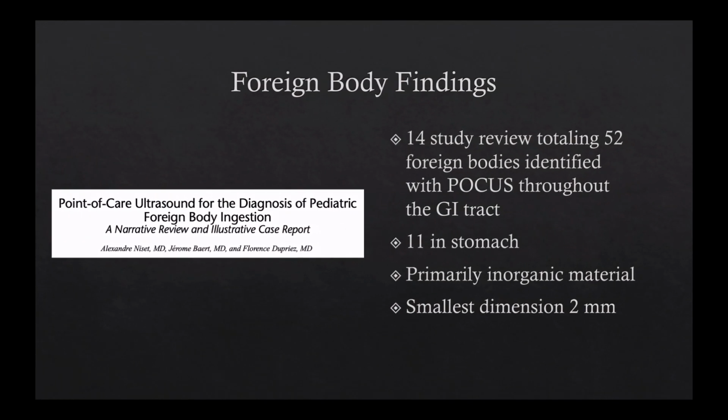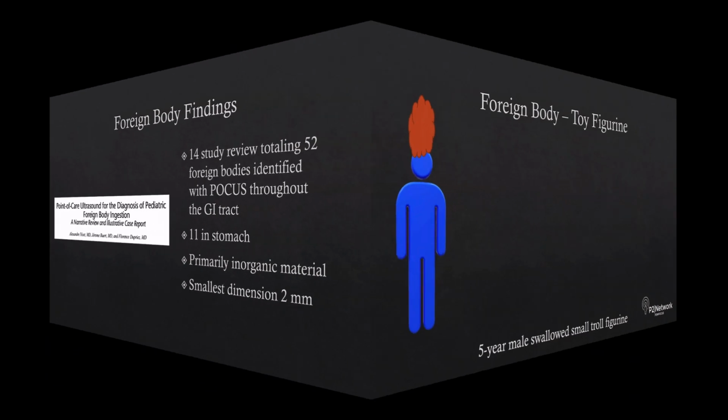There's not much in the way of great literature looking at the performance specs for ultrasound to evaluate foreign bodies within the stomach. This is a recent case report that looked at 14 studies, totaling 52 foreign bodies identified with point-of-care ultrasound through the GI tract. It describes 11 of those in the stomach, which is primarily inorganic material, the smallest dimension of which was 2 millimeters. Again, however, this study was too small to be able to report any form of sensitivity or specificity analysis.